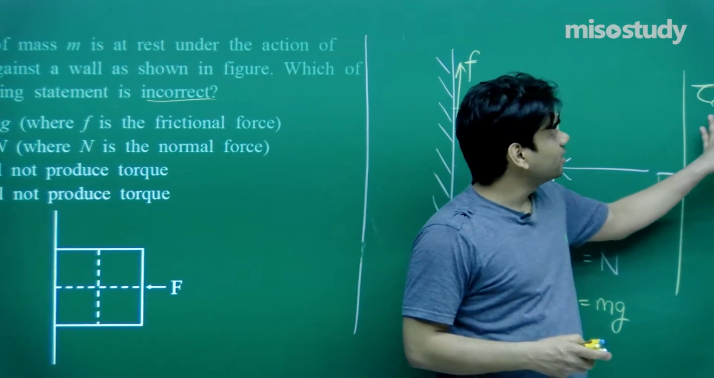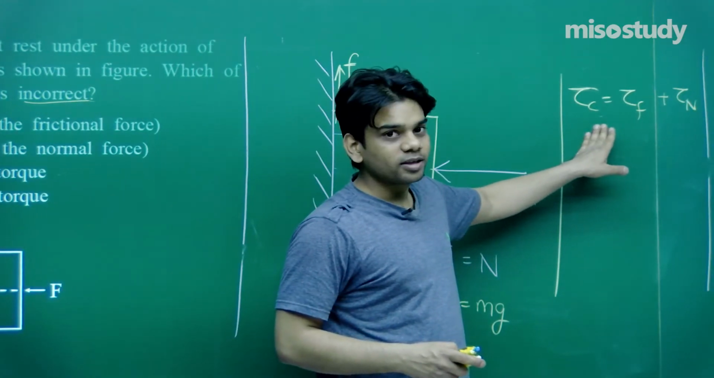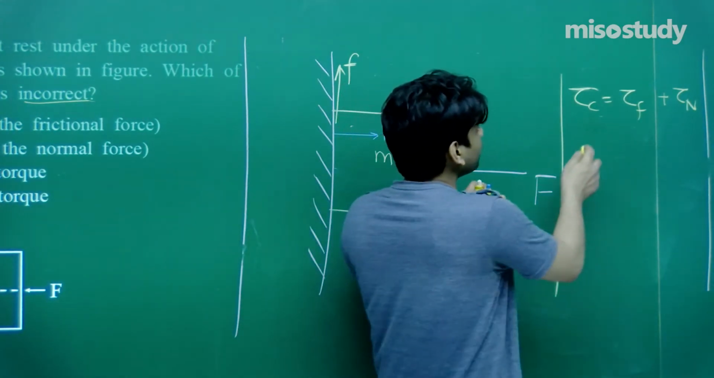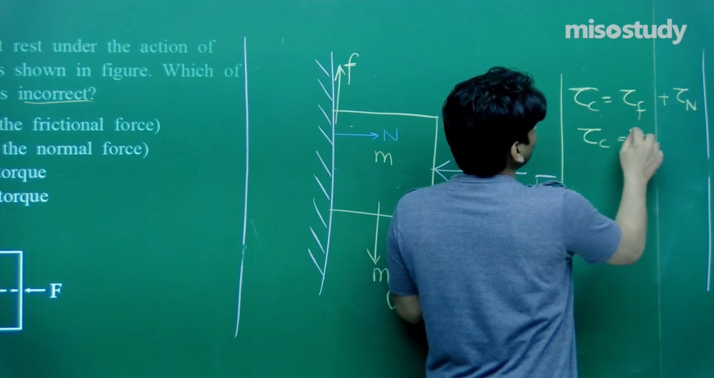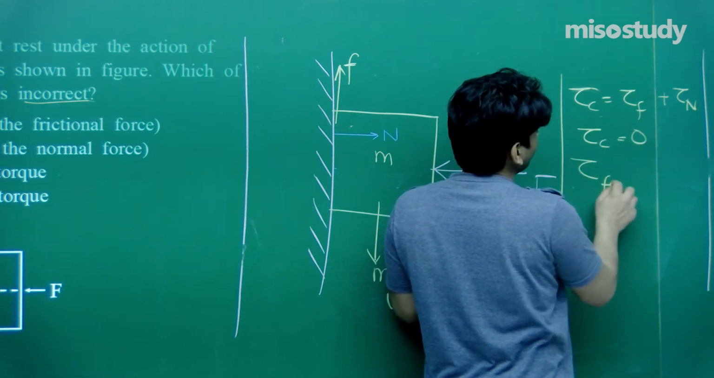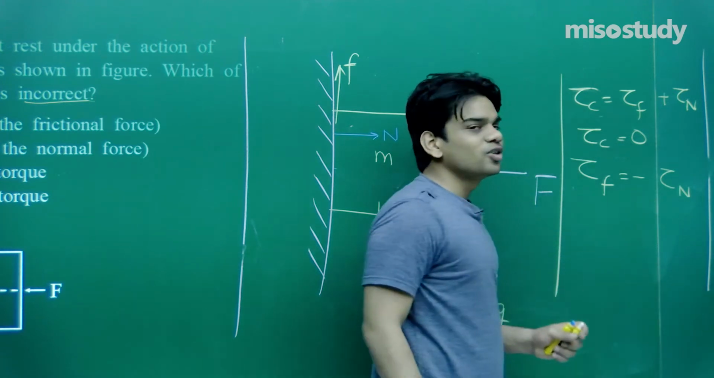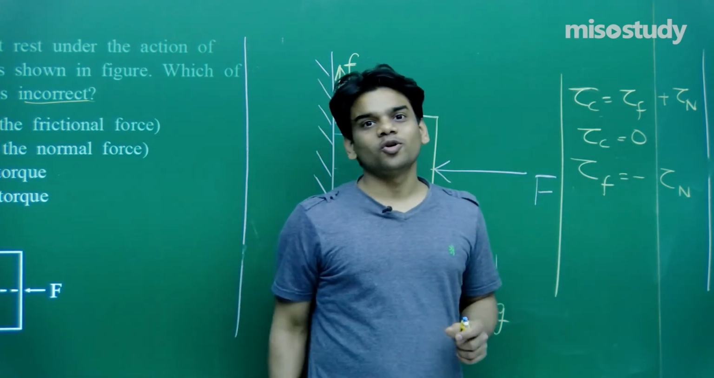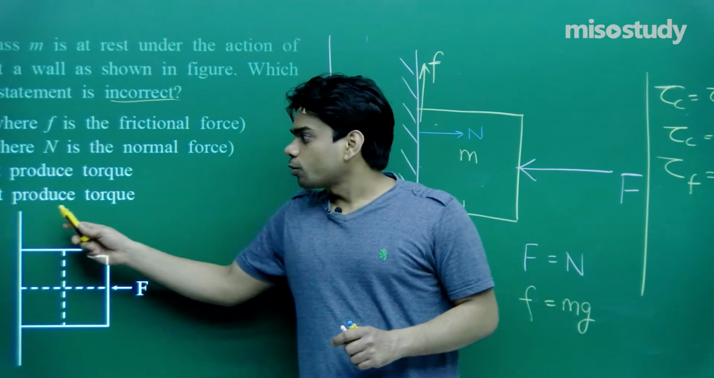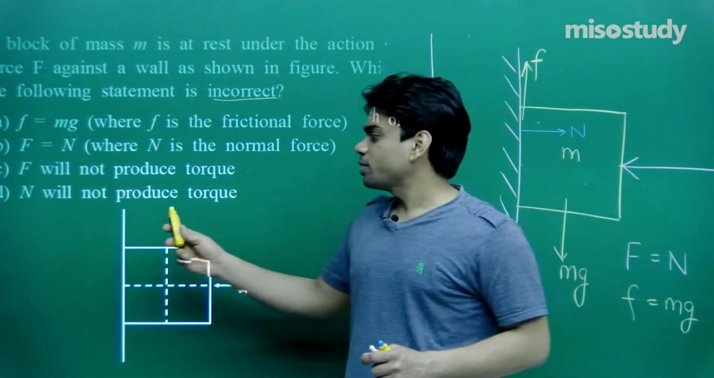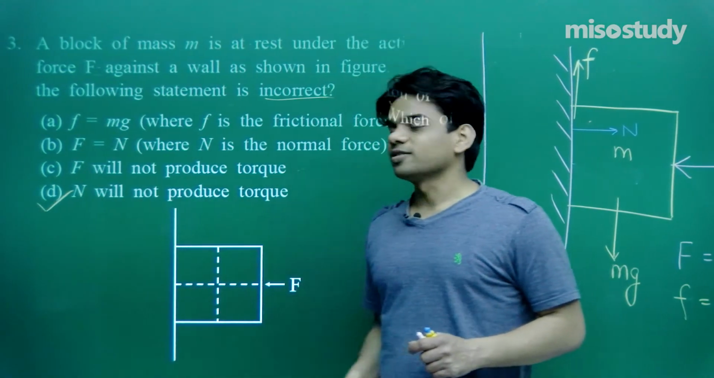But we know that. Now see, torque about this point. Let's see this equation. Torque about C comes out to be 0. That means torque due to F should be equal to minus of torque due to N. Both will be having torque. That means there will be some torque due to normal reaction. That means N will not produce torque is the incorrect statement. Hence, you have to mark this as the answer.